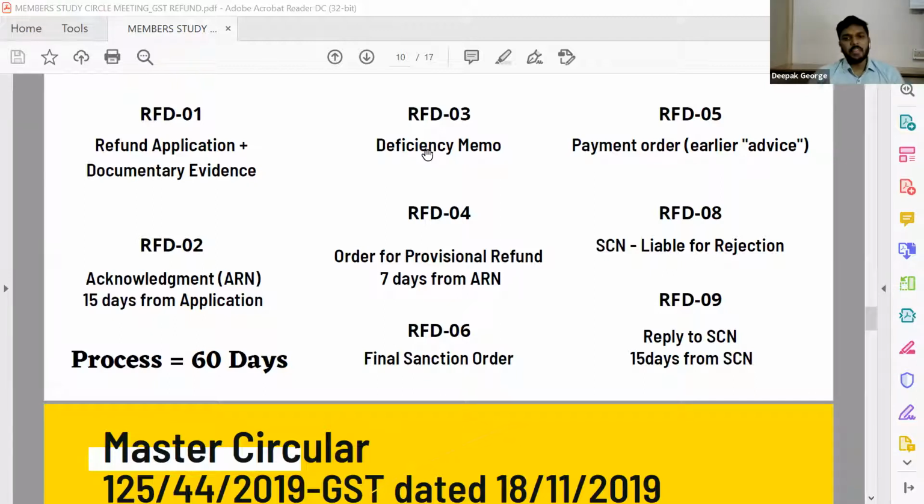Coming to the next one, RFP 06. Now, if you see the serial number 1, 2, 3, 4, then it is 6 and then it is 5. What is 6? The GST officer has sanctioned the refund. And for that sanction, they have passed an order called the final refund order, final sanction order, in RFP 06.